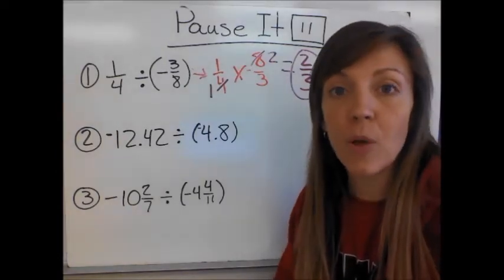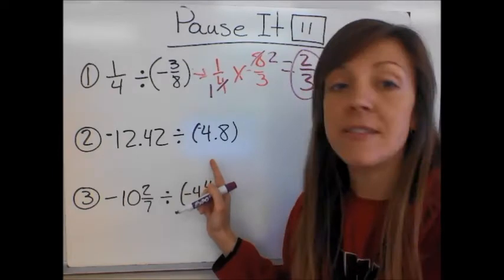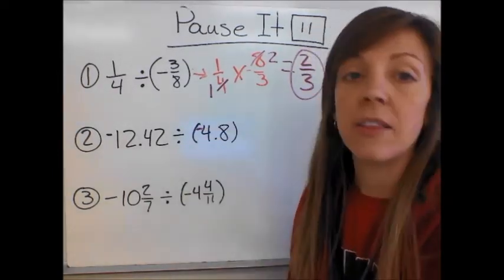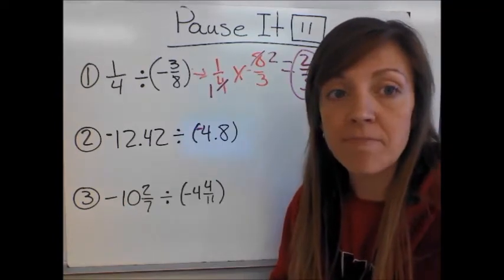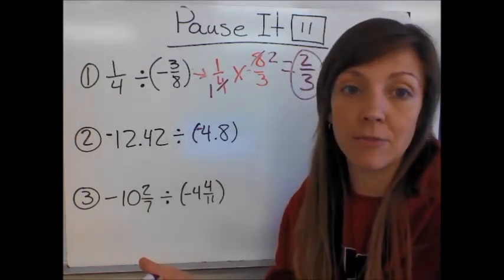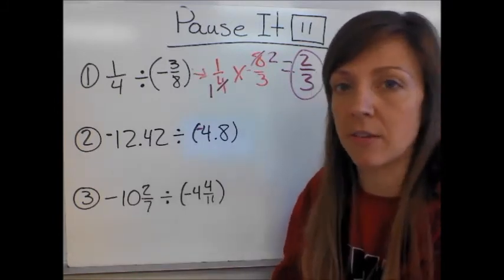Number 2, we have -12 and 42 hundredths divided by -4 and 8/10. And there is a negative sign there. So it's a negative divided by a negative. I happen to know that that's a positive. So I know my answer right off the bat is going to be a positive number. Let's go ahead and divide those.